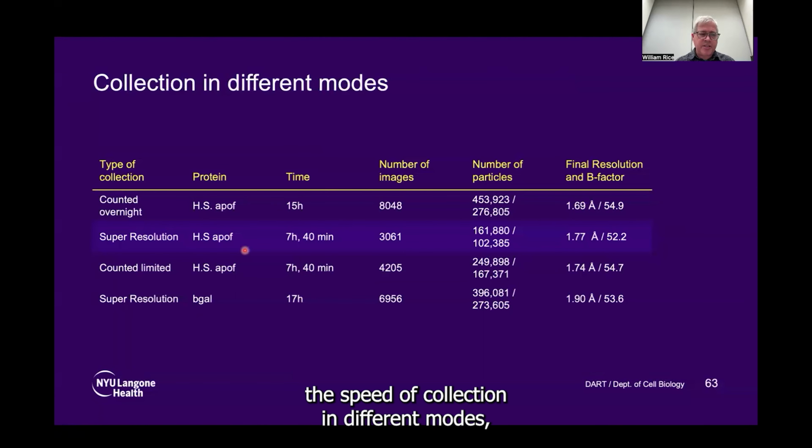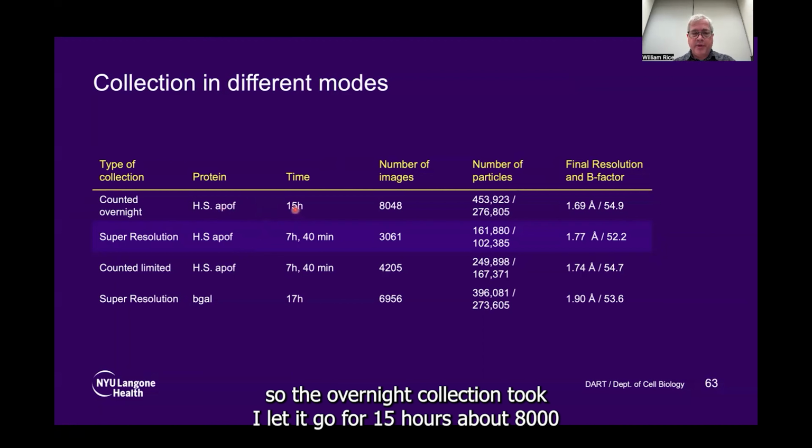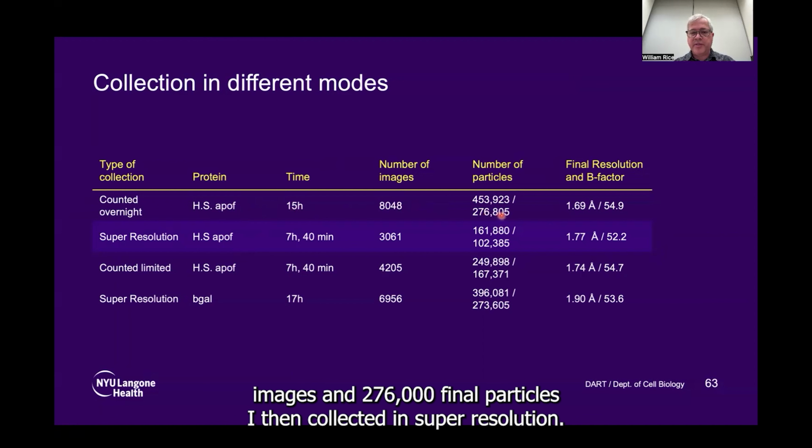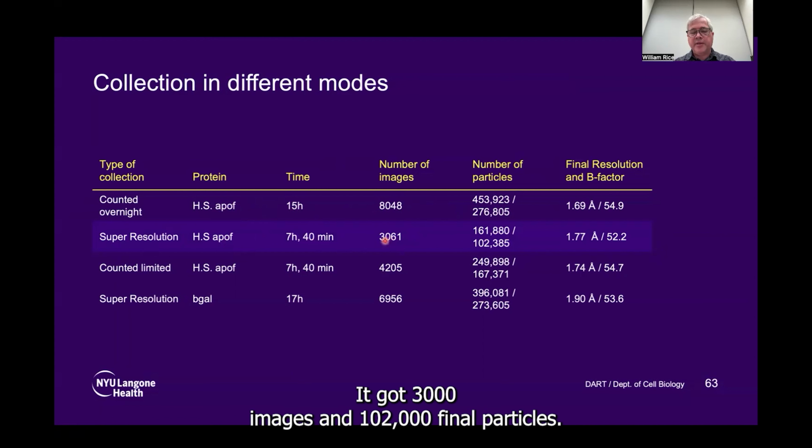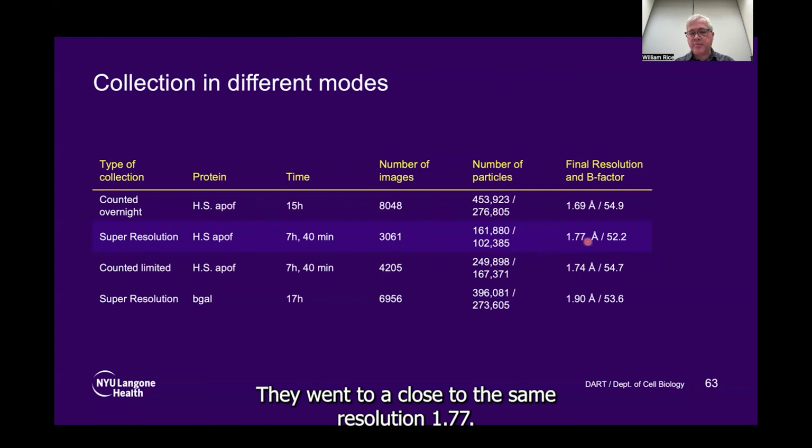I compared the speed of collection in different modes. The overnight collection I let go for 15 hours. It got 8,000 images and 276,000 final particles. I then collected in super resolution. I only had a little under 8 hours left. It got 3,000 images and 102,000 final particles, and it went to close to the same resolution, 1.77.